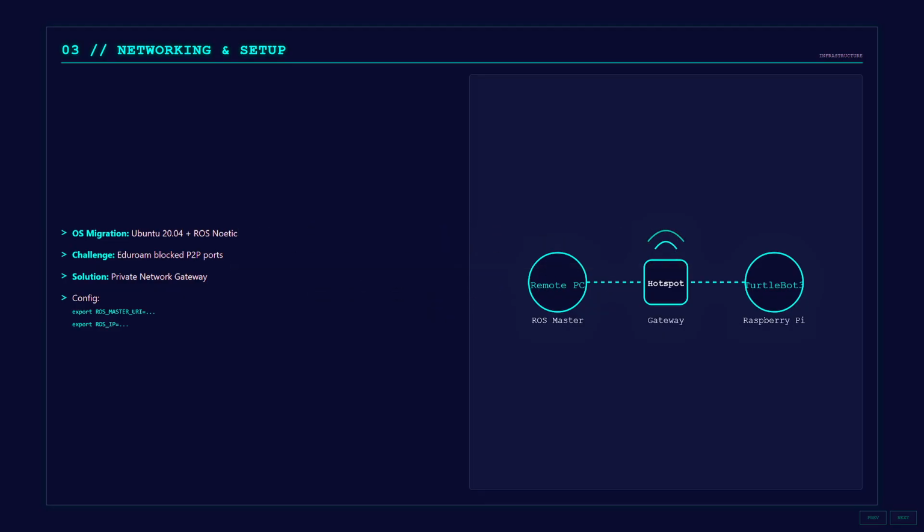Moving to the lab, we faced significant challenges. We initially followed a guide for ROS2, which caused major package conflicts with our required ROS1 Noetic setup. This resulted in broken dependencies, forcing us to completely wipe the Raspberry Pi and perform a fresh install of Ubuntu 20.04. Additionally, we found that the university's Wi-Fi blocked the peer-to-peer ports needed for ROS. To solve this, we set up a dedicated Android hotspot to act as a gateway, creating a private network for the PC and robot.